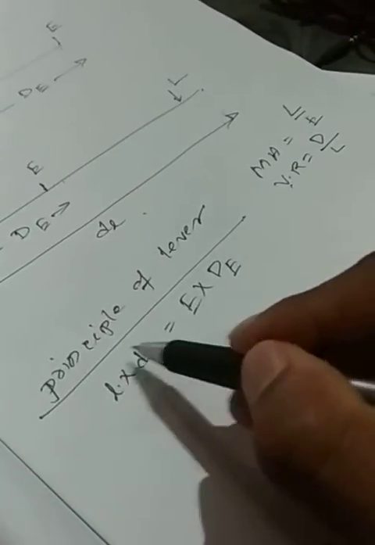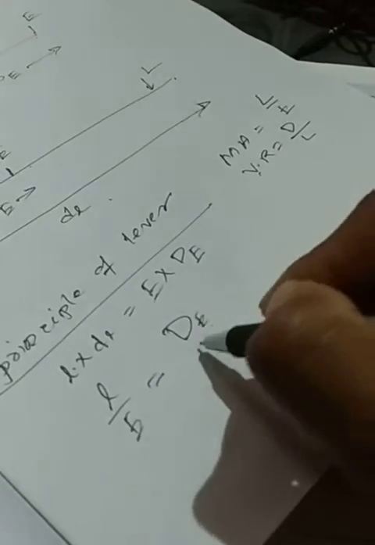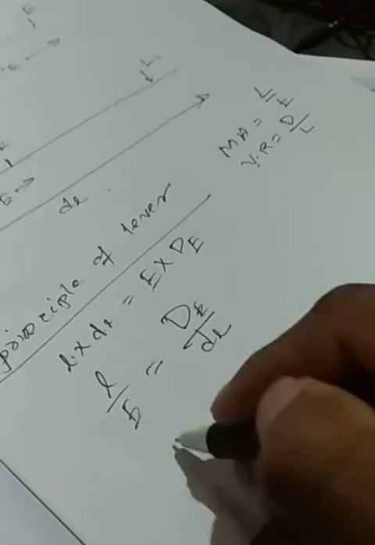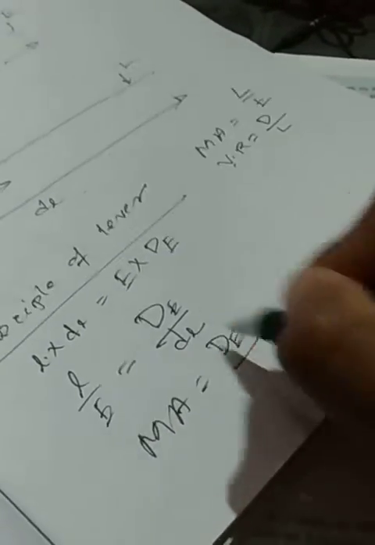So the principle of lever is load into load distance equals effort into effort distance. So load by effort equals effort distance divided by load distance. Load by effort, you know, is mechanical advantage. So mechanical advantage for a lever has two formulas: load by effort, or effort distance by load distance. Very, very important. Now for the first class lever, mechanical advantage can be more than 1, equal to 1, or less than 1. How? I will explain it.